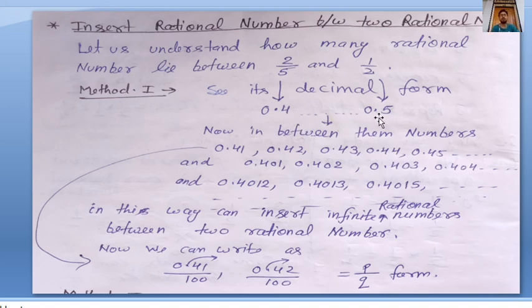And now you tell me how many more numbers can lie? See, many more numbers can lie. We can insert 0.401. Similarly, 0.402. This number is also smaller than 0.5 and greater than 0.4, so it also lies in this region. Similarly, 0.403, 0.404. And we can again insert a new number, that is, 0.4012.